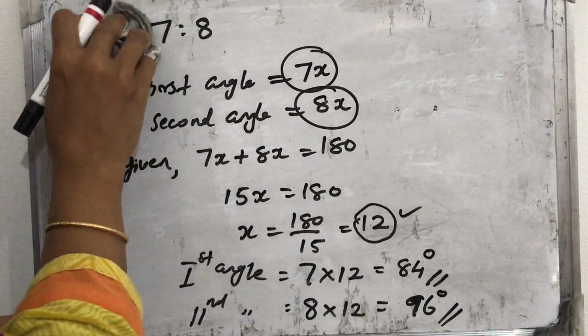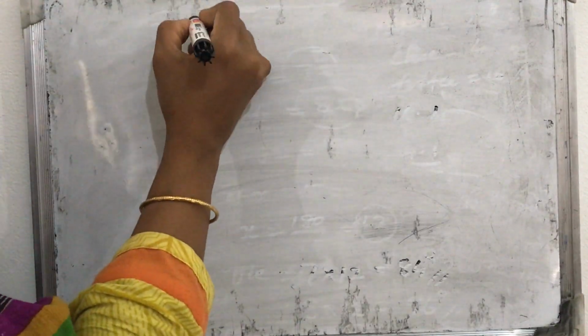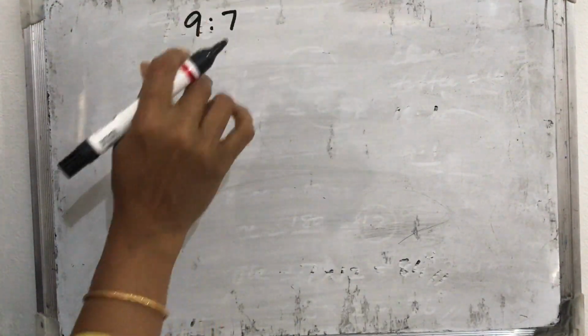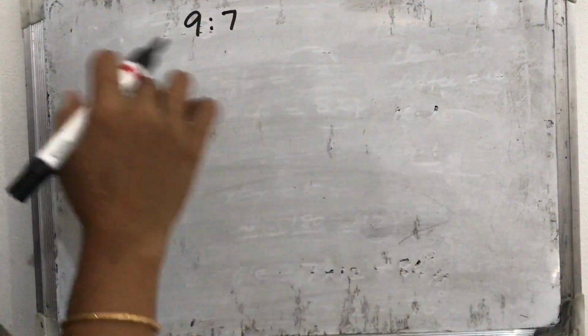Okay. Next question. The sides of a rectangular field are in the ratio 9:7 and its perimeter is 144 meters. Find the sides. Here also the ratio is given, 9:7. Same type of question. So all of you listen well. I will give just a clue.